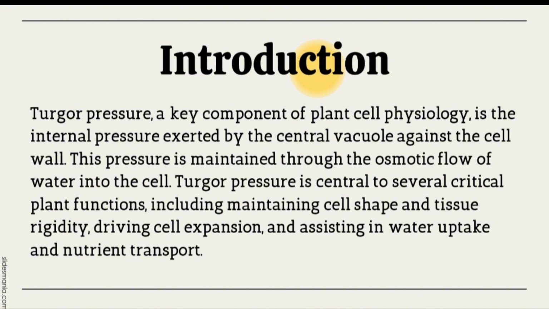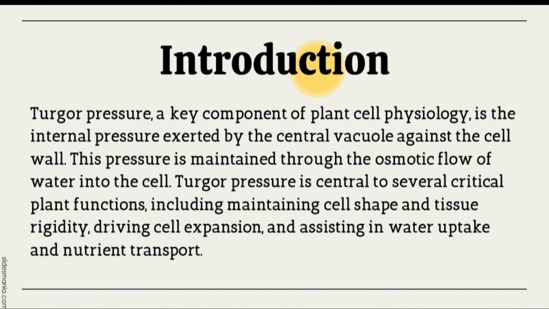Turgor pressure is a key component of plant physiology. It is the internal pressure exerted by the central vacuole against the cell wall. This pressure is maintained through the osmotic flow of water into the cell. Turgor pressure is central to several critical plant functions, including maintaining cell shape, tissue rigidity, driving cell expansion, and assisting in water uptake and nutrient transport.